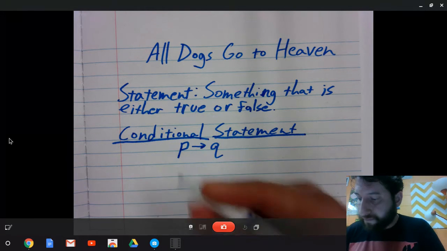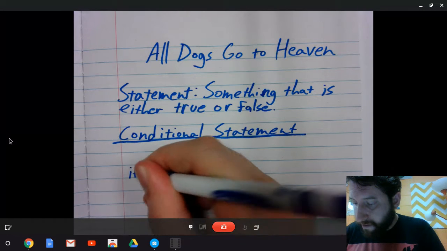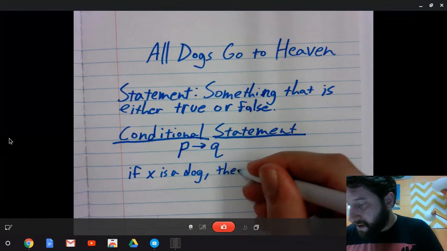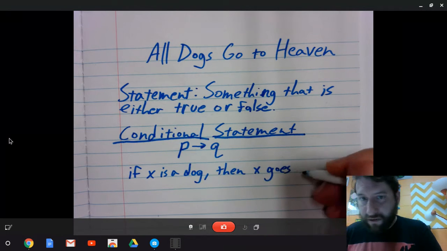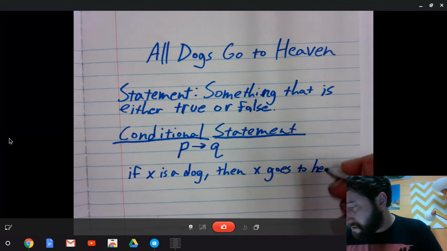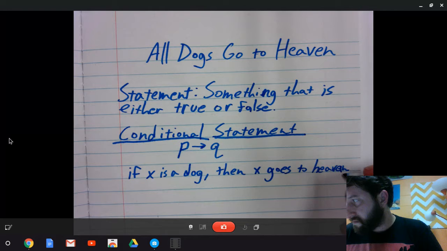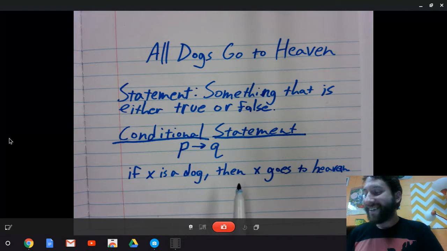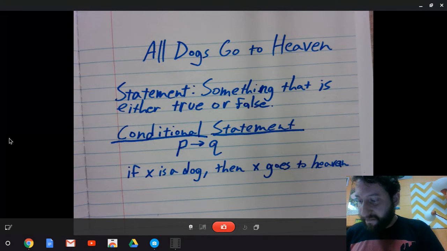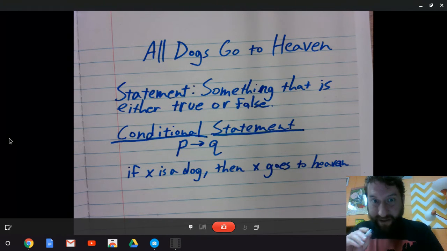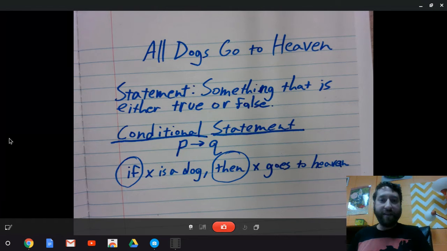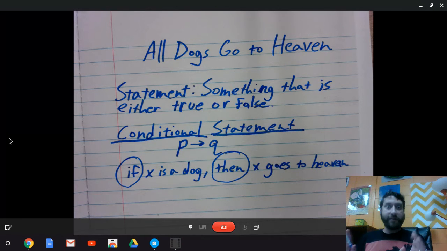Let's see. So I could say if X is a dog, then X goes to heaven. I think that's right. I don't know. Be honest, I forget how to spell heaven all the time. All right, so if X is a dog, then X goes to heaven. These are the two big important words, and I'm going to circle these because this is important. If and then. If blah, blah, blah, then blah, blah, blah. That's the conditional statement.